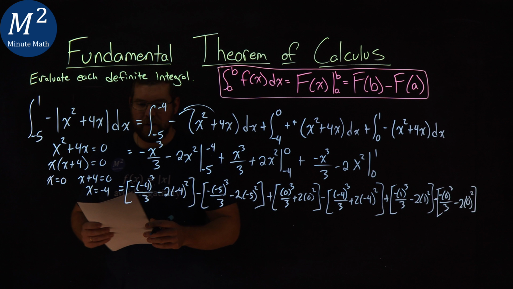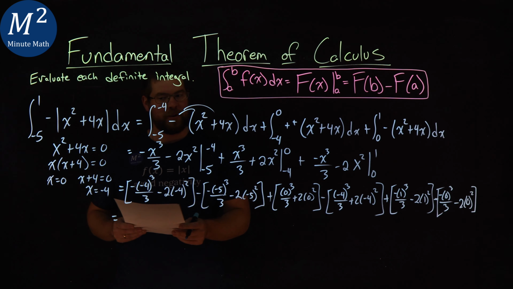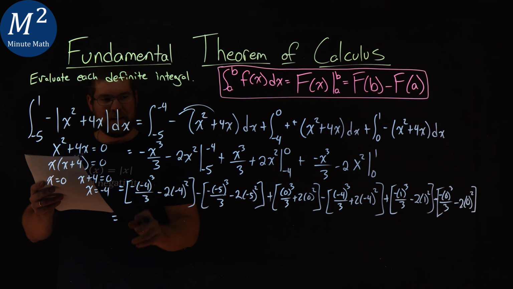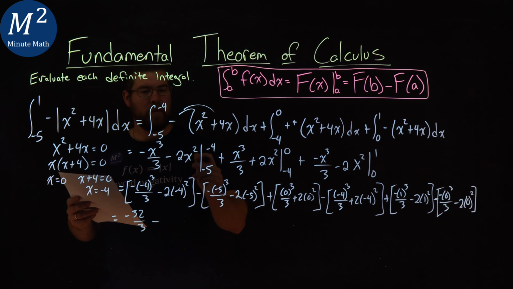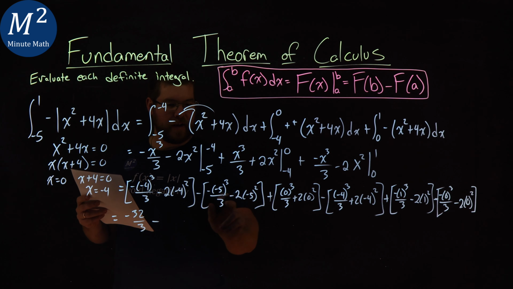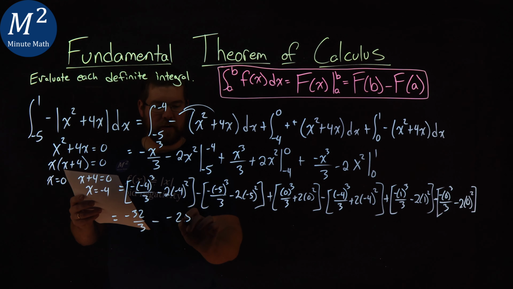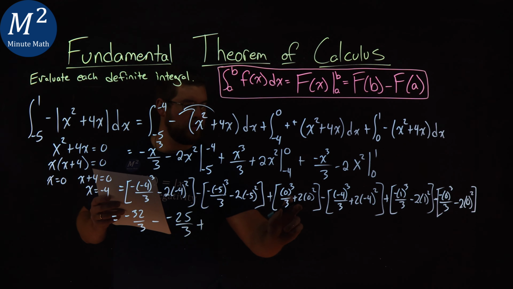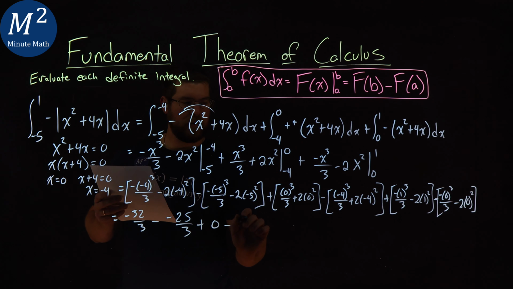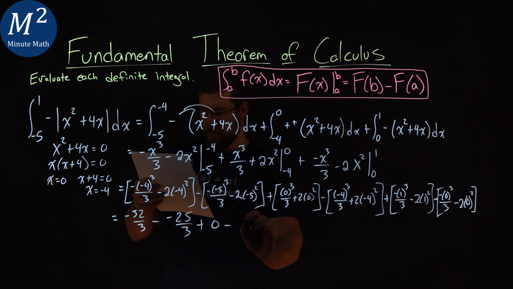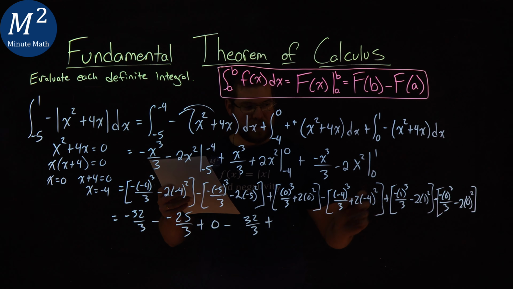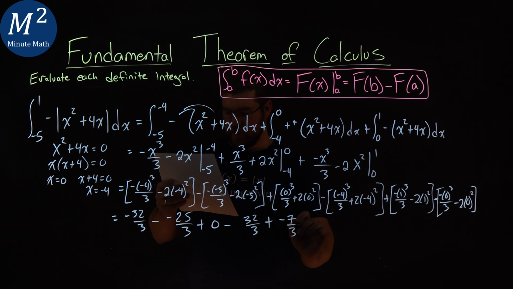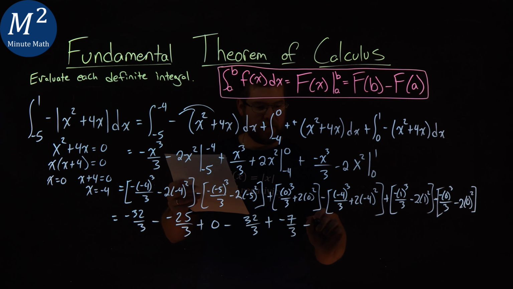Alright, so all that lovely work here, let's go simplify, and I've done the work for you. This whole part right here, when we plug -4 into the first integral, we have a -32/3. Minus, we plug -5 in, the second part, that's a -25/3. Plus, when 0 goes into the second integral, we have a 0. When -4 goes into the second integral, we have a 32/3, and we're subtracting that. Plus, in the last integral, we plug in a 1, we have a -7/3. Minus, we plug 0 into the last integral, we get a 0.